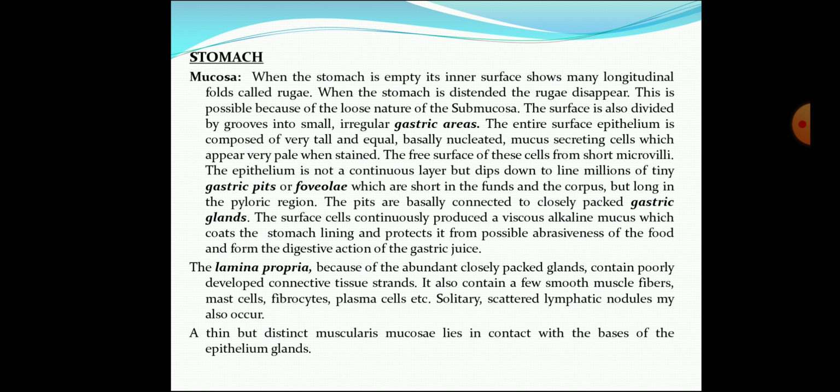When the stomach is empty, its inner surface shows many longitudinal folds called rugae. When the stomach is filled with food, the rugae disappear. This is possible because of the loose nature of the mucosa. The surface is also divided by grooves into small, irregular, mammillated areas called gastric areas.